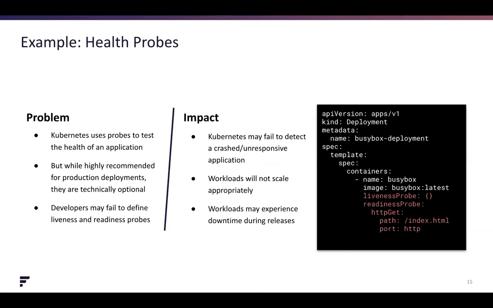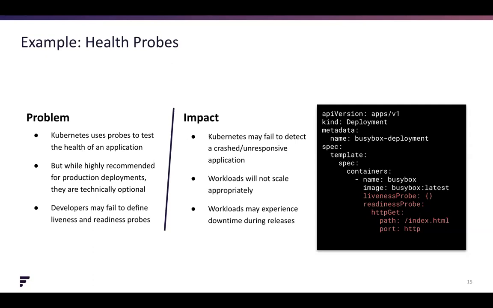Moving away from security and more towards the reliability side of things, setting liveness and readiness probes is super important. These are basically ways for Kubernetes to tell if your application's healthy, if it's crashed or anything like that, and if it's ready to serve traffic. If you don't set them, Kubernetes isn't going to complain. It's just going to try and do its best with the information it has.